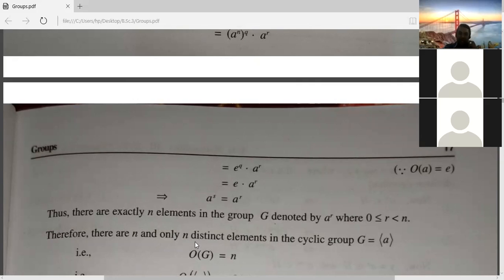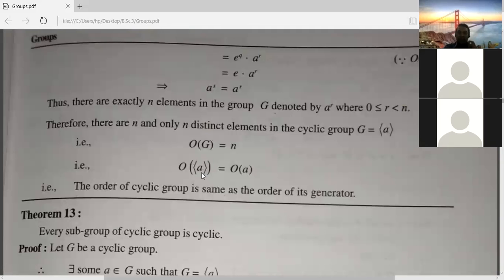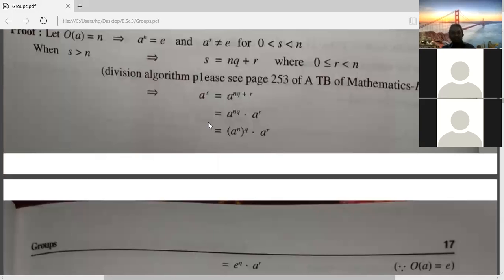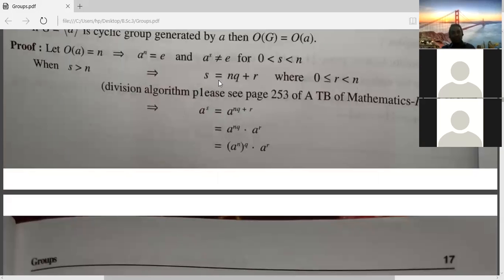Now n and only n distinct elements in the cyclic group G equal to the group generated by A. The order of G is n. Now you write the order of the cyclic group is equal to the order of A. Therefore, the order of G equals the order of A. Just see here, in this one we are taking some element. This you have to remember, the remainder theorem you have to remember here. By taking that, you are writing the order of A equal to the order you have taken.